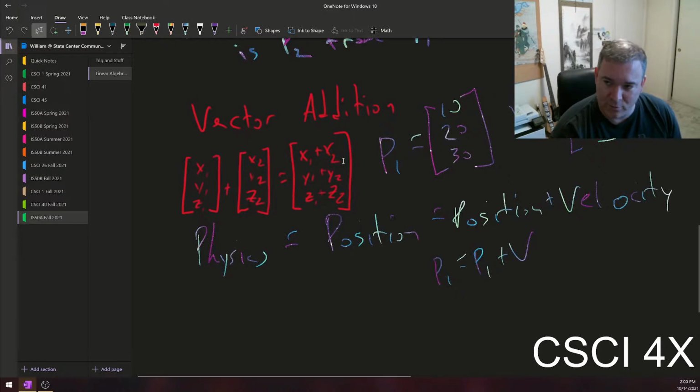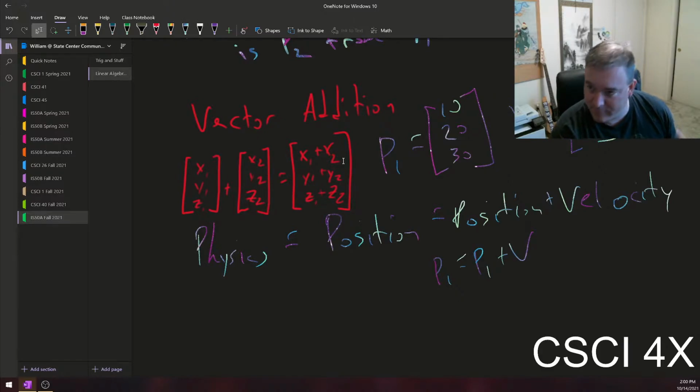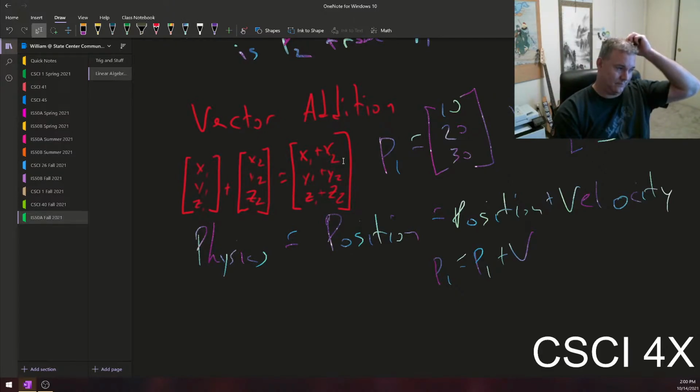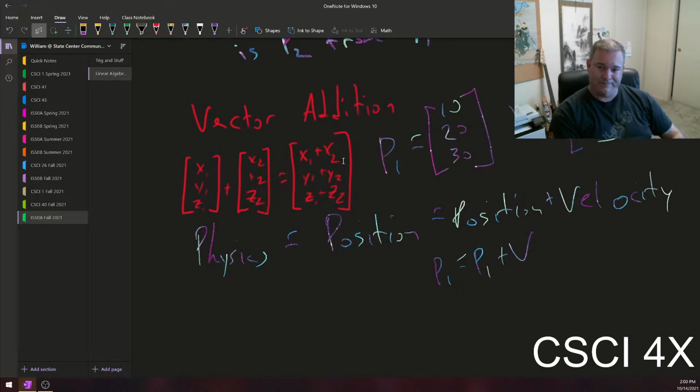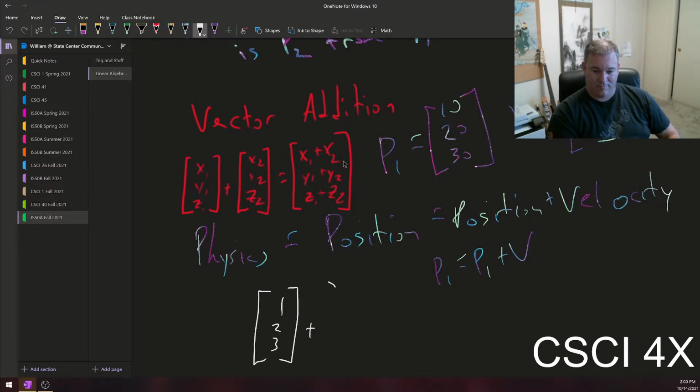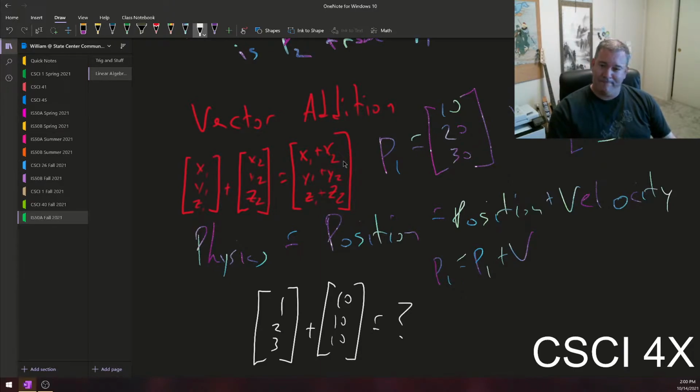Okay. If I give you guys a quiz on this, would you be able to add two vectors together? Do you think? Let's do a test. Ready for a test? If you add the vector 1, 2, 3 to 10, 10, 10, what's the result? That'll be your quiz for the day. Or this will be the kind of thing that'll be on the quiz for today.